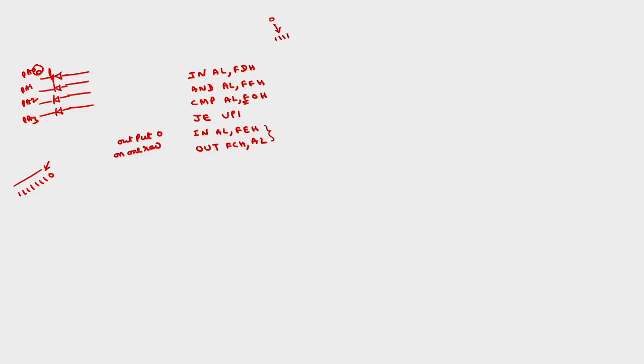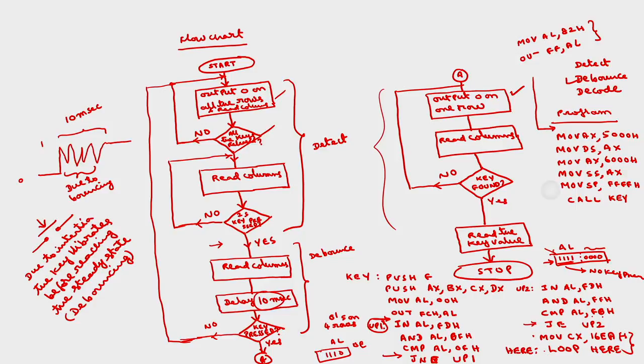Then I have to check whether any column is pressed. If not, I have to go for the next key to be pressed. I have sent 0 here, next I have to send 0 here, next here, and next here. But this AL I am using for some other purposes, so I am keeping this value of FE in CL also, so that even if I use AL for some other purpose, the original contents of FE will be present in CL.